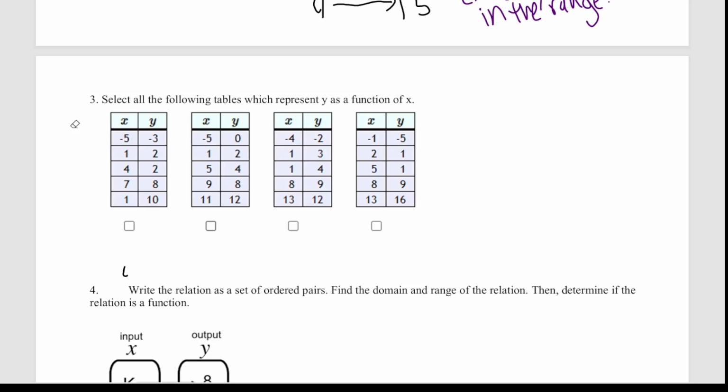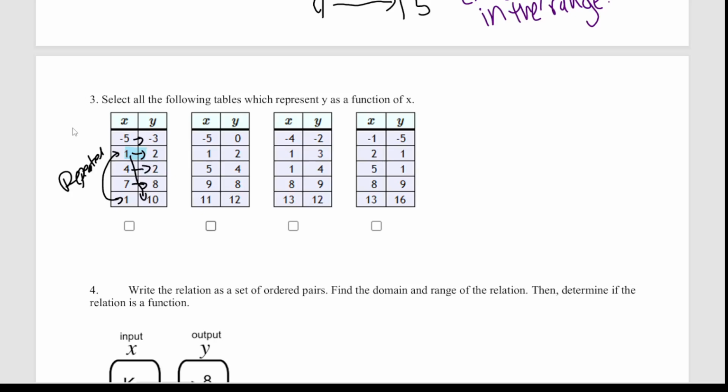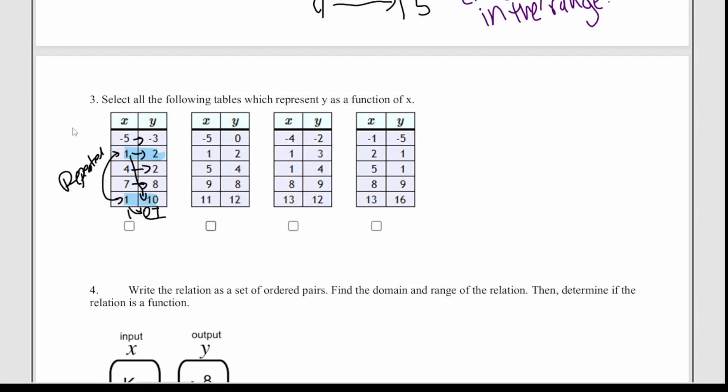And I'm actually going to kind of list that more explicitly. But really, these 1s are repeated, which means 1 also goes to 10. Sort of in practicality, what you're actually searching for is, do I have a repeated x value such that that x value ends up going to 2 different y values? If so, that's not going to be a function.